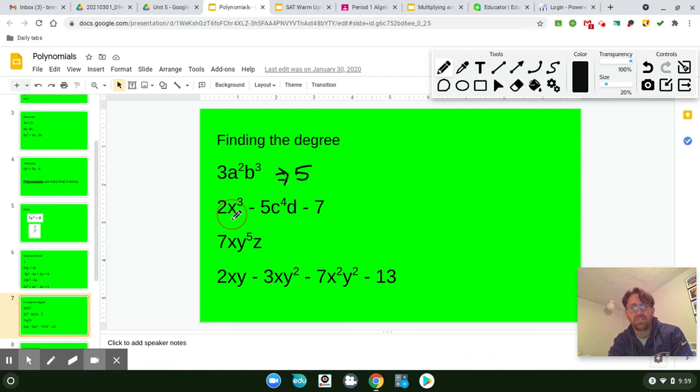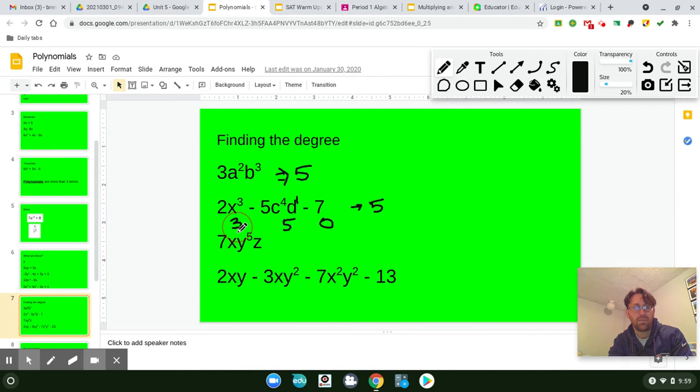The degree of this monomial is 3. The degree of this one is 5. 4 plus 1. And the degree of this one is 0 because there's no variable. So the degree of the whole thing would be 5. You take the biggest number.